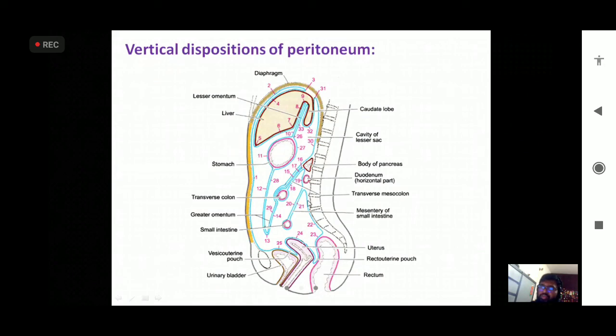Now it rounds the curvature of the sacral and lumbar vertebrae. Then, in case of female, it goes over the rectum, and then it forms the recto-uterine pouch. Then it goes over the uterus and becomes continuous with the urinary bladder. Then it goes forwards and again meets this point 1 at the umbilicus, and now it has completed the 1.